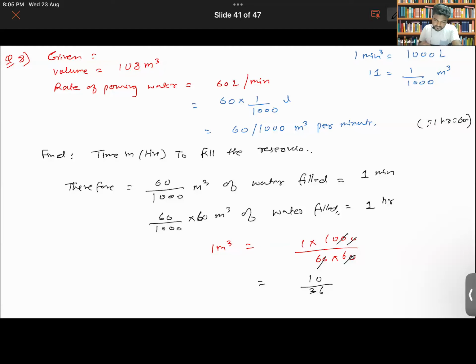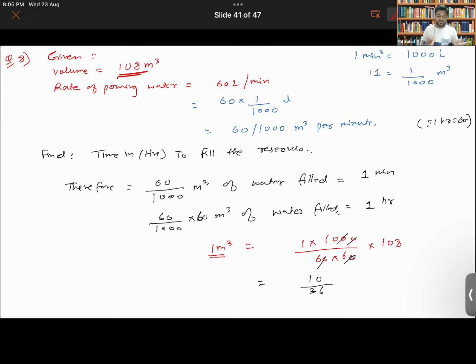I guess you were supposed to write 108 cubic meters. We have forgotten the volume now. We have not taken volume into consideration here. So you will not simply take 1 cubic meter here, because you have to take the volume also.